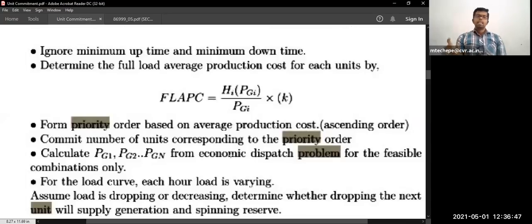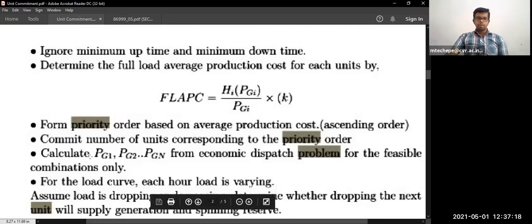Step number 3 is to commit the number of generating units corresponding to the priority order. Even so, you have to commit the units corresponding to the priority order, whichever the priority, like FLAPC. After sorting, similarly, the corresponding generating units you have to sort in the priority order.